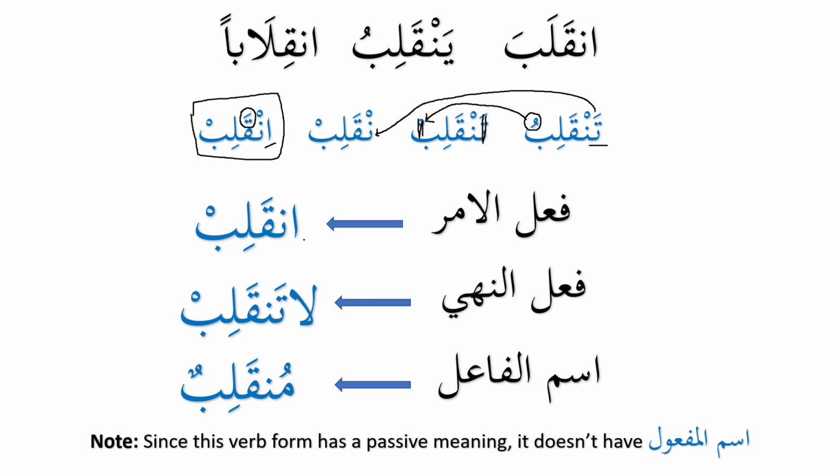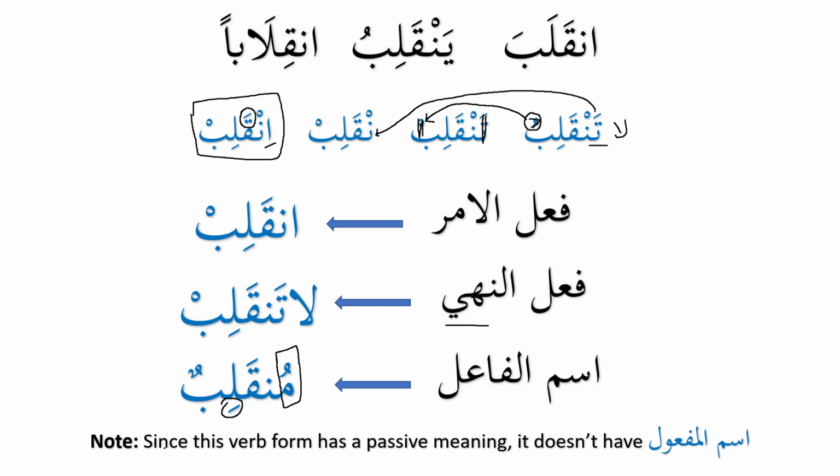However, I will not put kasra over here because this is hamzatul wasl. And fi'l al-nahi, you know, it's very simple to make. For example, we have tanqalibu, we make the ending sakin, and we put la an-nahiya, and then it becomes fi'l al-nahi. So it is la tanqalib. La tanqalib is fi'l al-nahi, and then we have ismul fa'il. You know, the formula is very simple. In the beginning, we put mu with dhamma, and then the second last root letter takes kasra. So it becomes munqalibun, which is ismul fa'il.